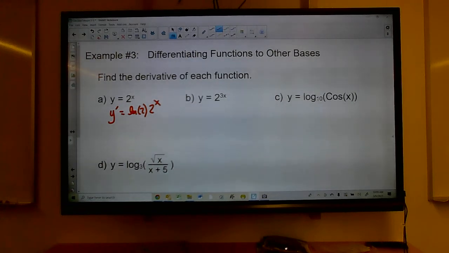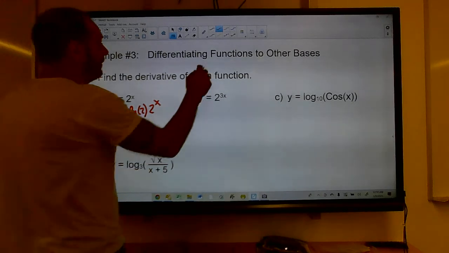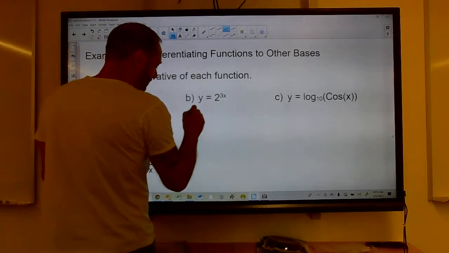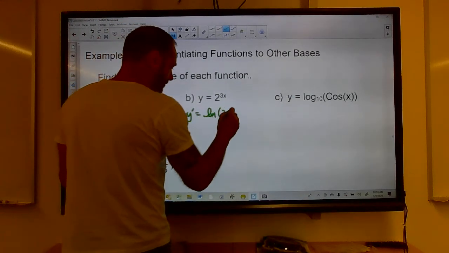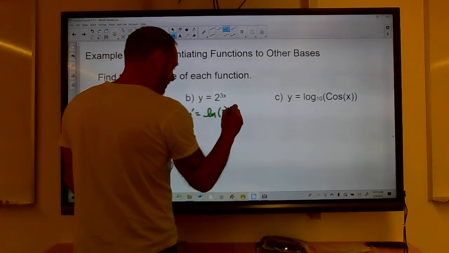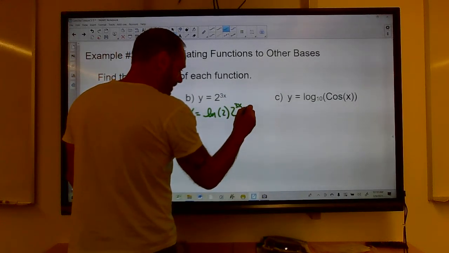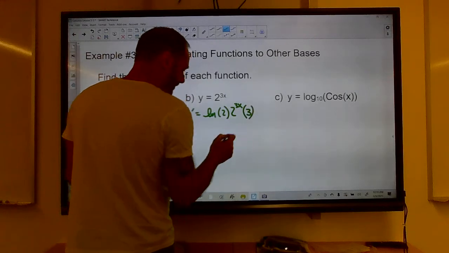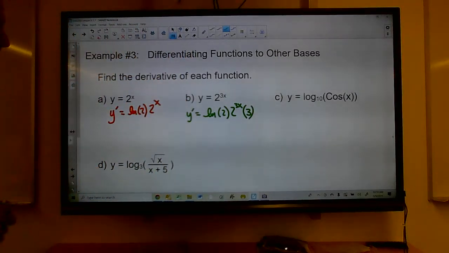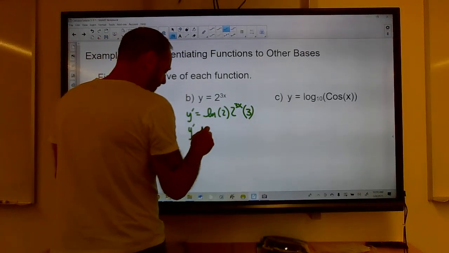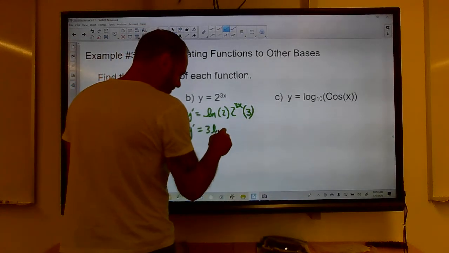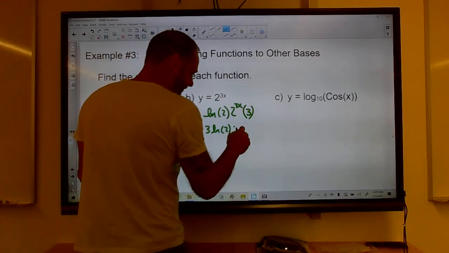Okay, the next one. y equals 2 to the 3x. Now I'm going to have the chain rule involved here. So other than that, it's going to work the same. So y prime is going to be the natural log of 2 times 2 to the 3x times 3. And you could just leave it like that. A lot of people will clean this up and put the 3 out here in front.